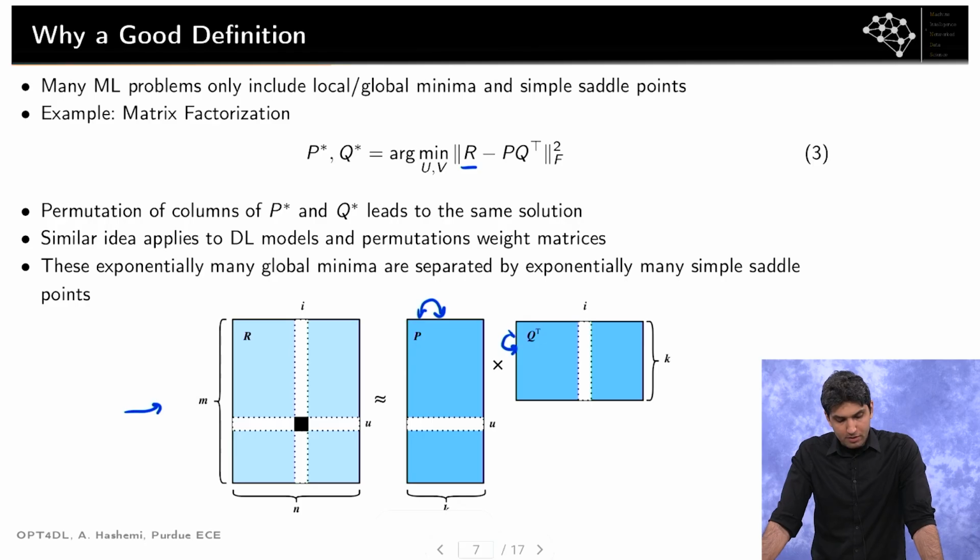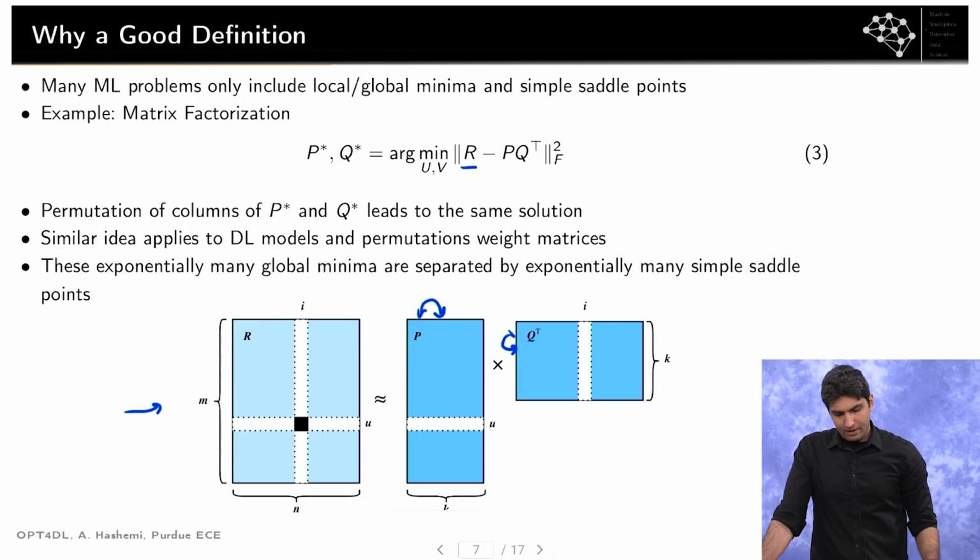It turns out that a similar idea also applies to deep learning models. We can think of deep learning models as more complicated matrix factorization models, such that if I permute columns of weight matrices in my deep learning model, such that I maintain the ordering, I will still get the same optimal model. So it means that the number of optimal solutions is, again, an exponential number.